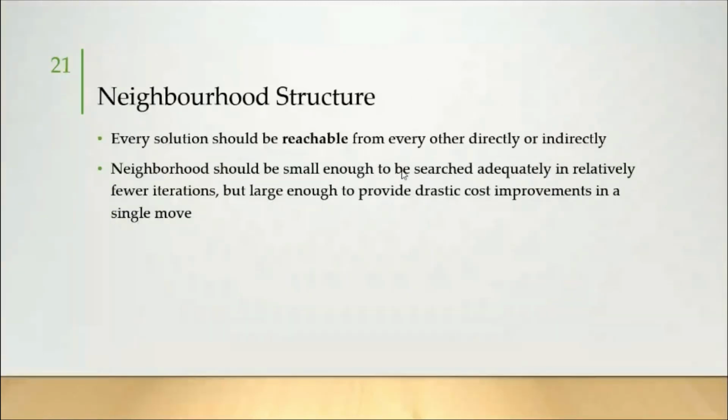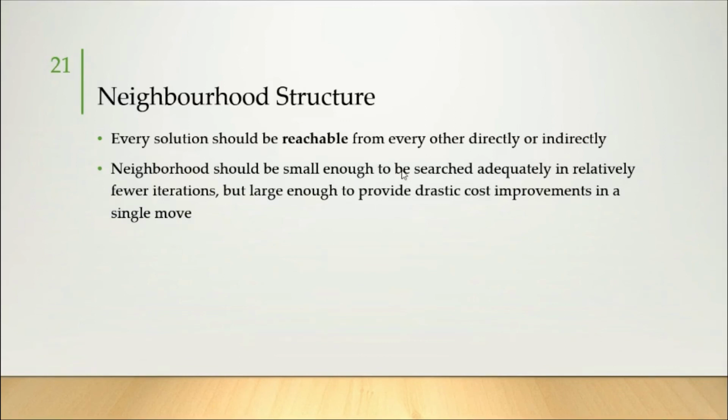The neighborhood structure, every solution should be reachable from every other directly or indirectly. That is the neighborhood structure. As I said, in the case of swap neighborhood structure, not all the solutions are reachable from one solution, but by doing multiple swap operations, we will be able to reach all the solutions. Then the neighborhood should be small enough to be searched adequately and in relatively fewer iterations.